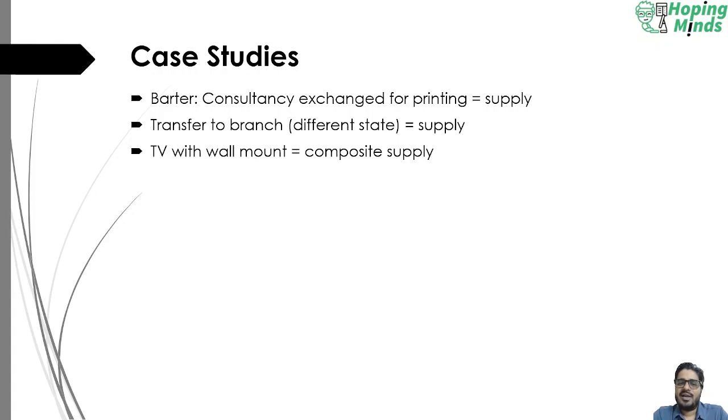Then let us take an example of composite or mixed supply. Diwali offer: buy TV and get wall mount for free plus HDMI cable for free. It is a composite or mixed supply. So if the price is bundled and naturally packaged, then it is a composite supply, or else it will constitute a mixed supply.